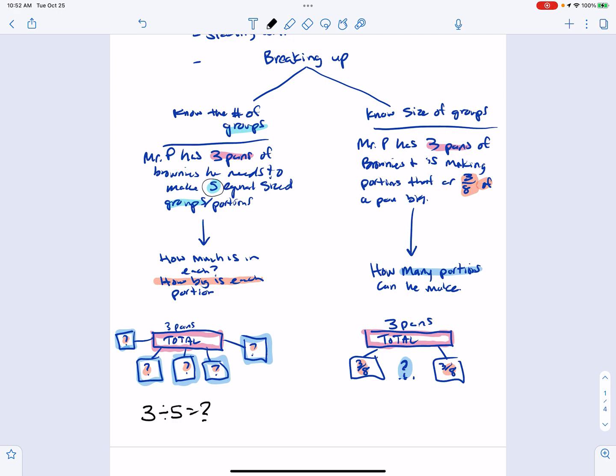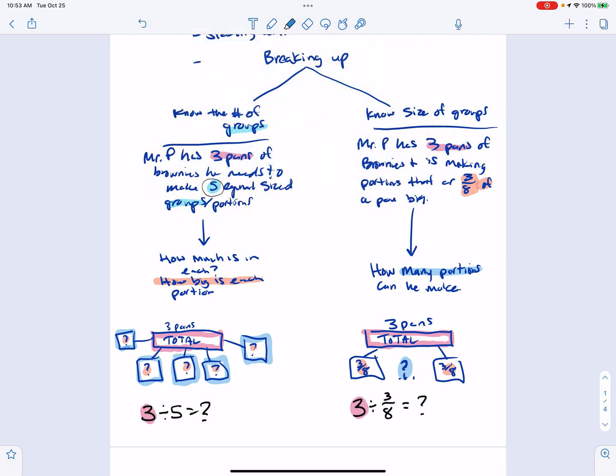When we know the size of the groups, we have our 3 pans. We're dividing them into 3/8 of a pan, and we want to know how many of those can we make. So again, if we were to color code one more time, we know our totals. We start with 3.